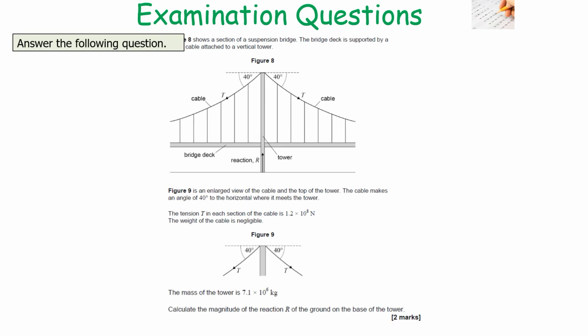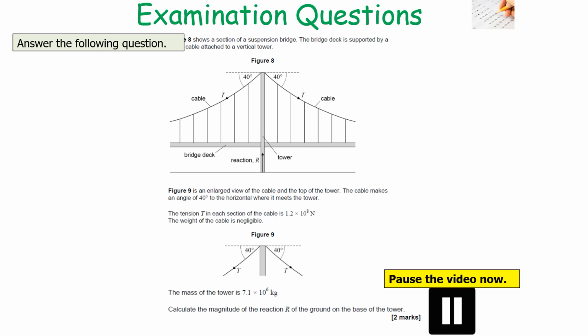The next question says, for the same particular suspension bridge, the mass of the tower is 7.1 times 10 to the 6 kilograms. Calculate the magnitude of the reaction R of the ground on the base of the tower. So pause the video now, then unpause the video when you want to go through your answer.